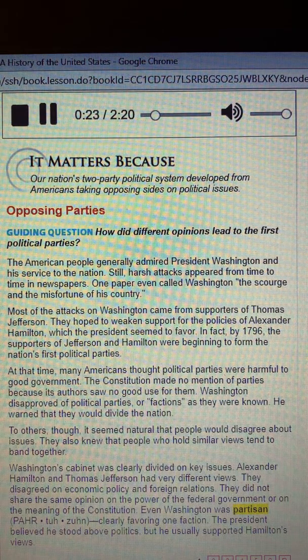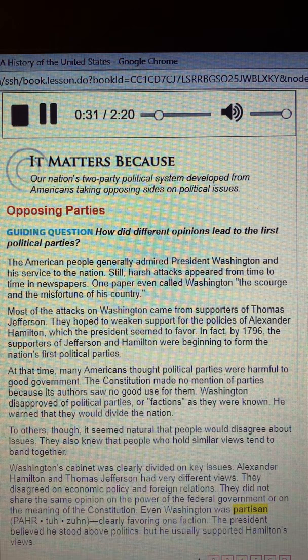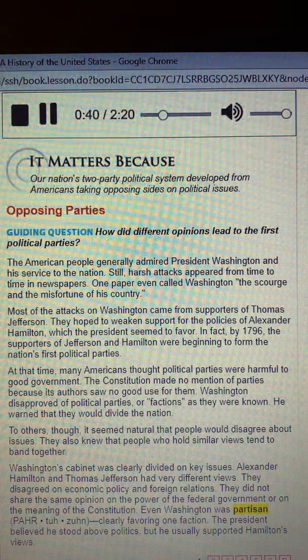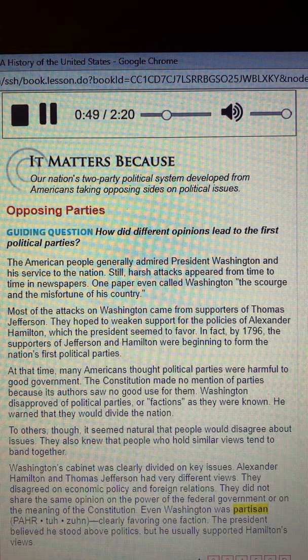The American people generally admired President Washington and his service to the nation. Still, harsh attacks appeared from time to time in newspapers. One paper even called Washington the scourge and the misfortune of his country. Most of the attacks on Washington came from supporters of Thomas Jefferson. They hoped to weaken support for the policies of Alexander Hamilton, which the president seemed to favor. In fact, by 1796, the supporters of Jefferson and Hamilton were beginning to form the nation's first political parties.